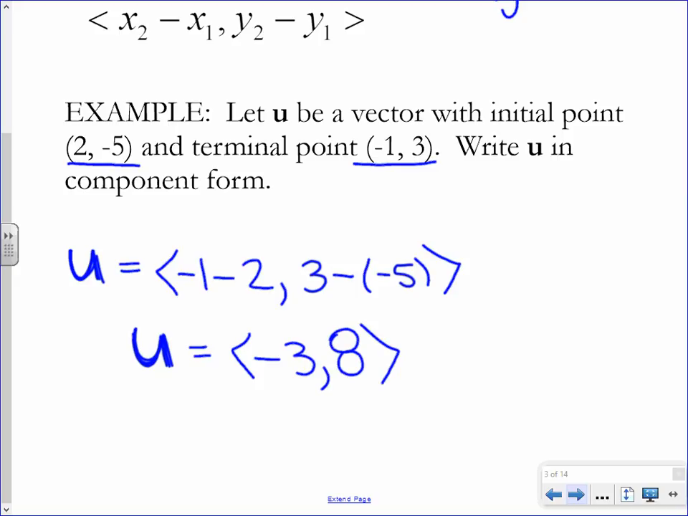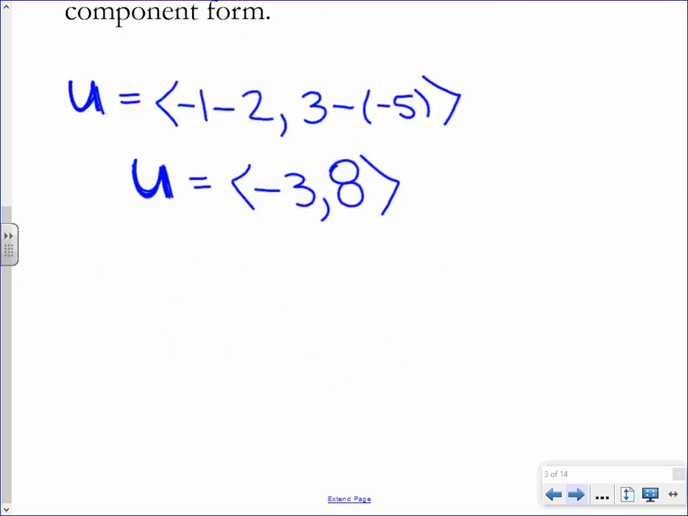Who can describe to me how to plot the vector -3, 8 on a coordinate plane? How about you turn to your neighbor and tell them? How would we plot -3, 8, the vector? Darby, how do you plot this?